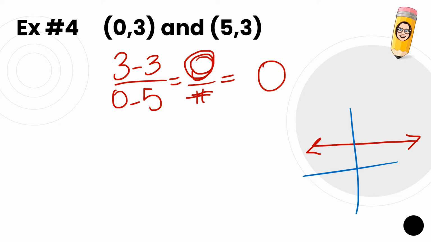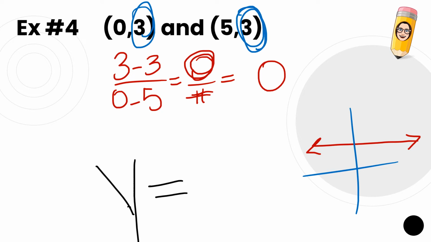That means I can just write my equation. Y equals, it's slicing the y-axis at what number? Here's the special pattern. What do you notice? If the y coordinates are the same, that's your equation.